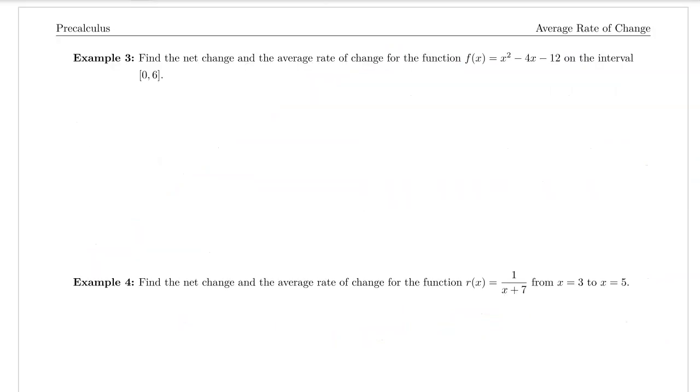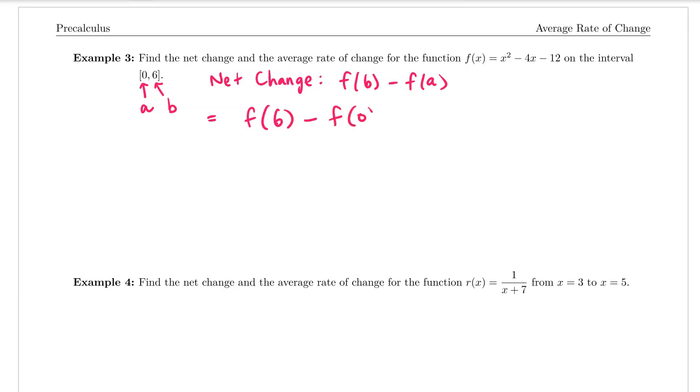Example 3 says, find the net change and the average rate of change for the function f of x equals x squared minus 4x minus 12 on the interval from 0 to 6. So on this interval, 0 is our a value and 6 is our b value. And remember, for net change, the formula is f of b minus f of a. And in this scenario, f of b would be f of 6 and minus f of 0. So I'm going to come off to the side here and evaluate each of these things. So f of 6 in this function, anywhere I see an x, I'm going to replace with 6.